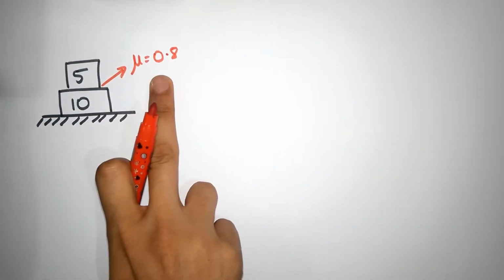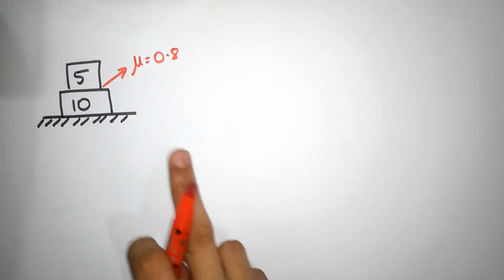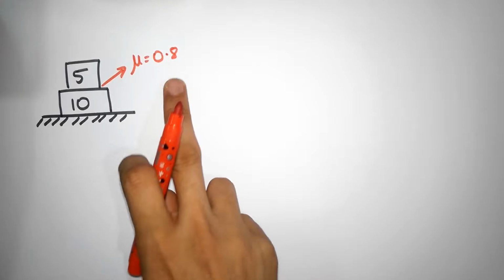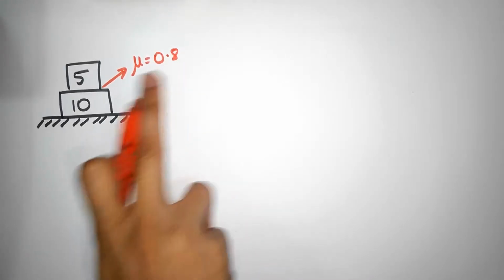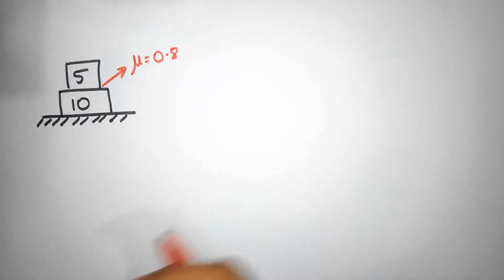When they give things like that, it just means forget about kinetic and static, they're both the same thing. So maximum static friction is going to be 0.8 times normal force, and even the kinetic friction is going to be the same as the maximum static.